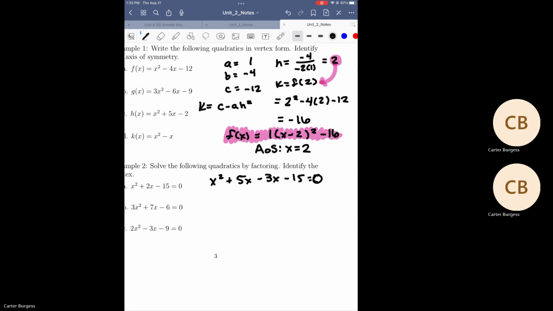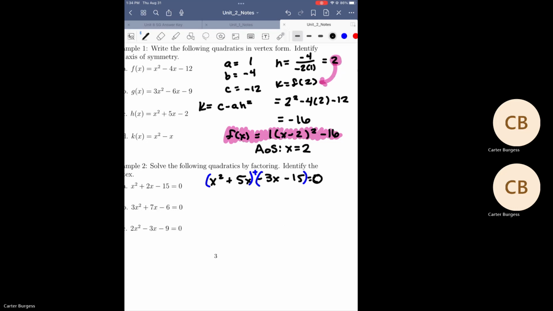Okay. We are then going to group our terms into two groups of two. The order in which we do this doesn't matter. You should end up with the exact same thing. And then we are going to GCF factor each group.